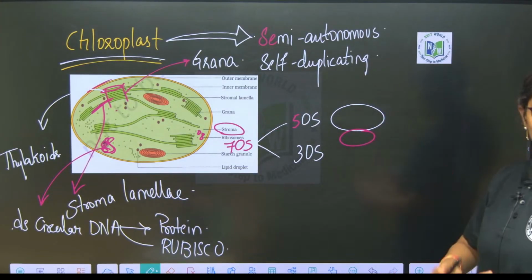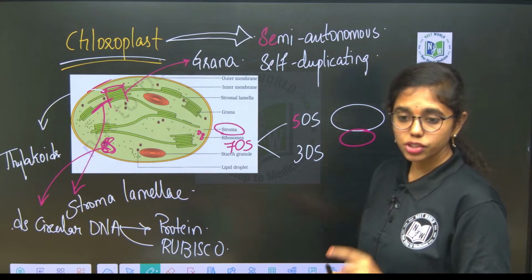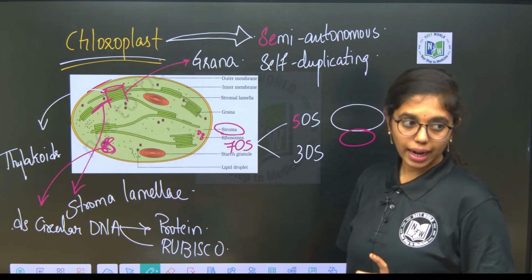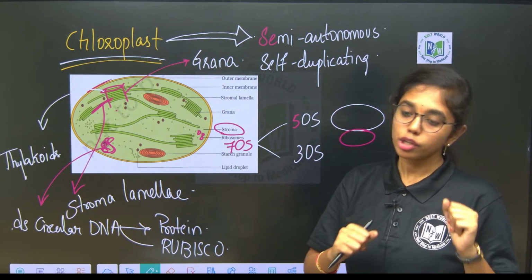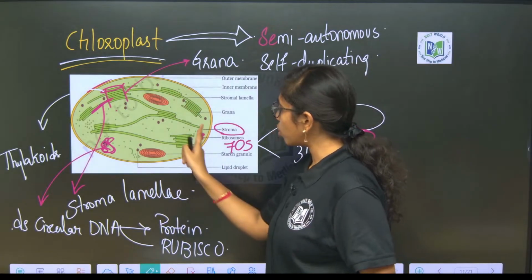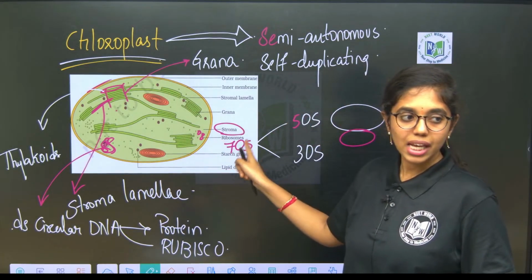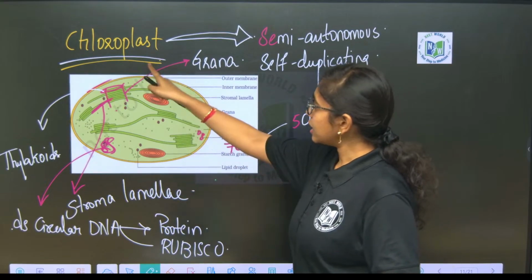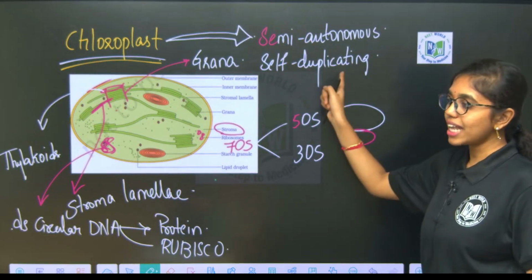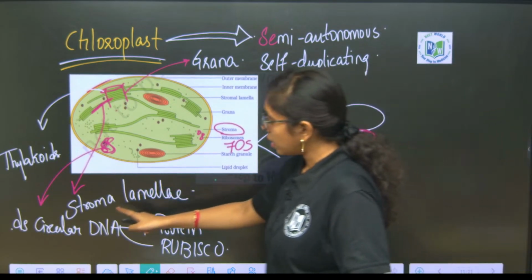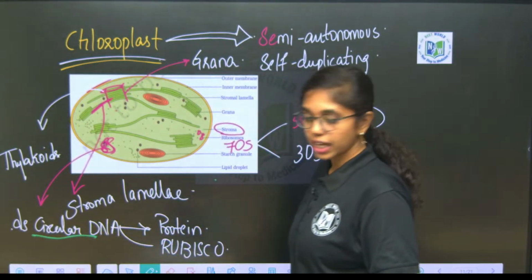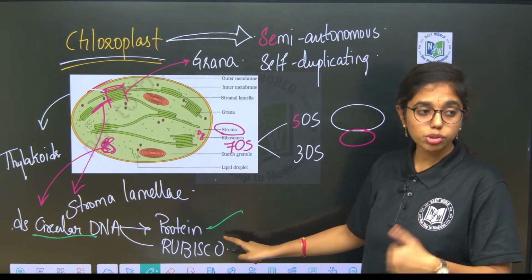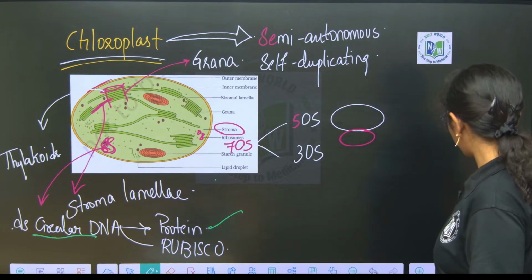Chloroplast structure. It is a double membrane bound organelle. The membrane sac-like structure is the thylakoid. A stack of sac-like structures is the grana. One granum is connected to another by stroma lamellae. Inside the stroma, 70S ribosomes are present, along with starch granules and lipid droplets. It is called a semi-autonomous or self-duplicating organelle because it has double-stranded circular DNA, whose ultimate goal is to synthesize protein, that is rubisco.